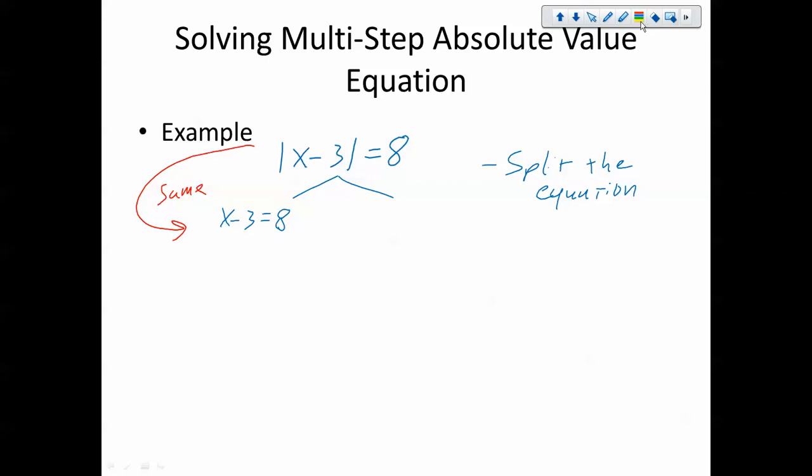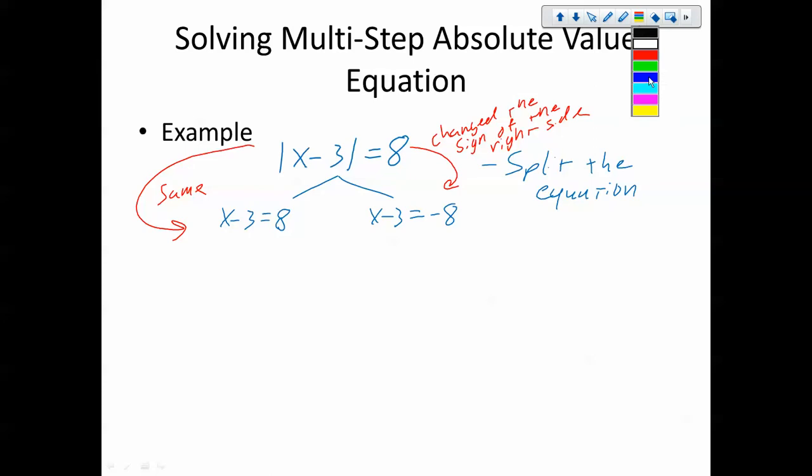Okay? We're going to create another equation, and this is going to represent the one that goes from the other side, the negative side. So it's x minus 3, but instead of equaling positive 8, I know that things that are negative 8 also have that same distance. So we're going to solve that. And notice that from this equation to this equation, all we've done here is change the sign of the right-hand side. Notice that this on the left is still the same.